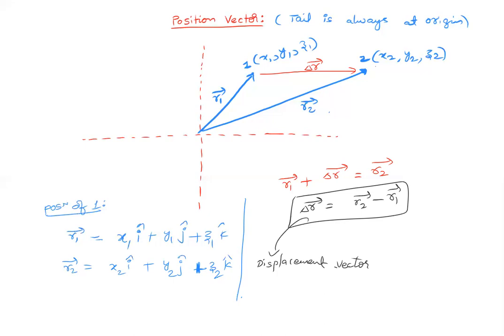Okay, now in maths you will see much more details. Next is a simple question, we'll do it. A particle moves from 1 comma 2 comma 3 to 4 comma 5 comma 6. Find the displacement vector.